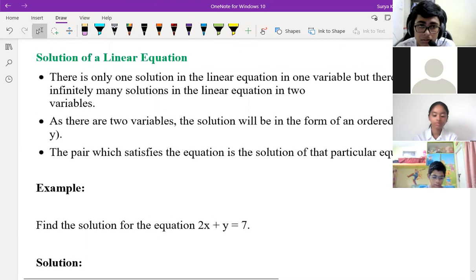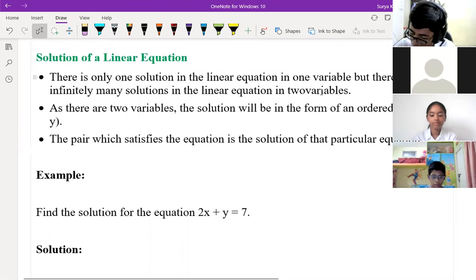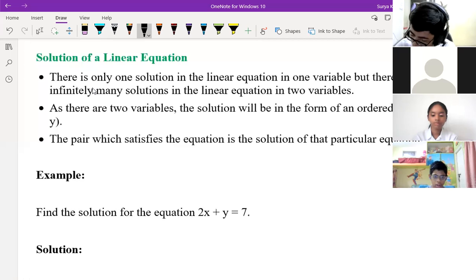See, solution of linear equation. How to find solution of linear equation? See what is given over here. There is only one solution in a linear equation in one variable. If one variable is there, obviously it will have only one solution. But there are infinitely many solutions in a linear equation in two variables.